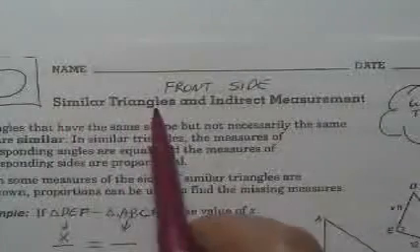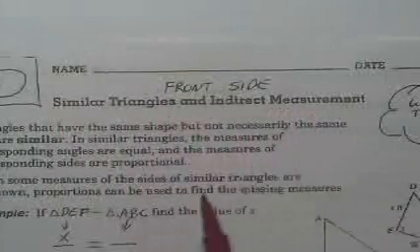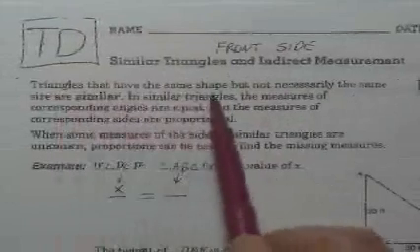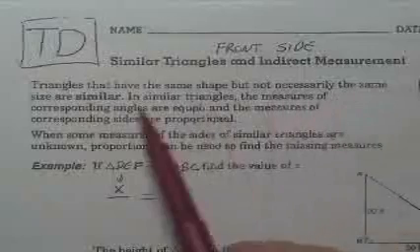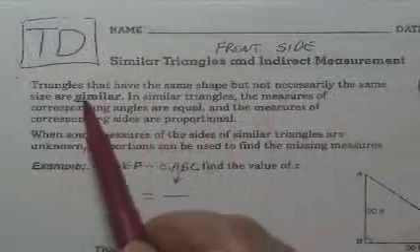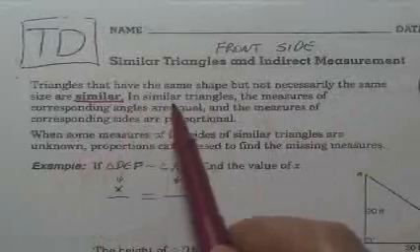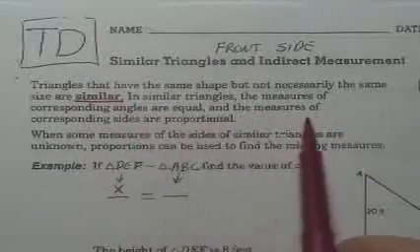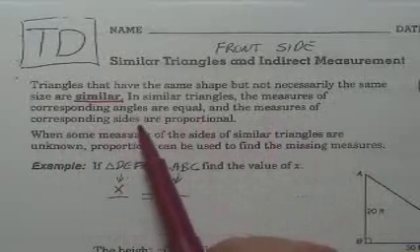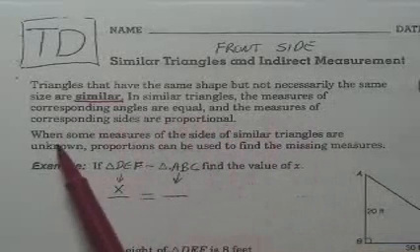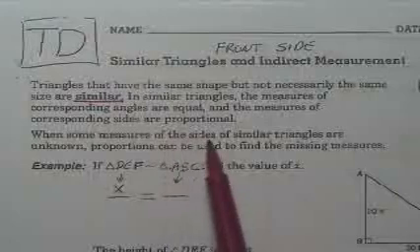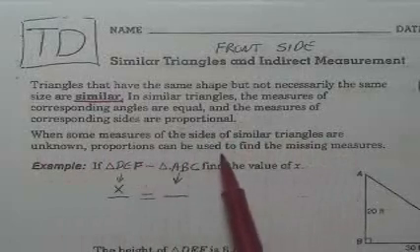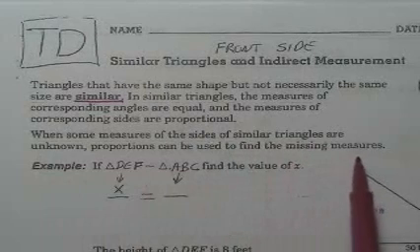Today we're talking about similar triangles and indirect measurement. Triangles that have the same shape but not necessarily the same size are similar. In similar triangles, the measures of corresponding angles are equal, and the measures of corresponding sides are proportional. When some measures of the sides of similar triangles are unknown, proportions can be used to find the missing measures.